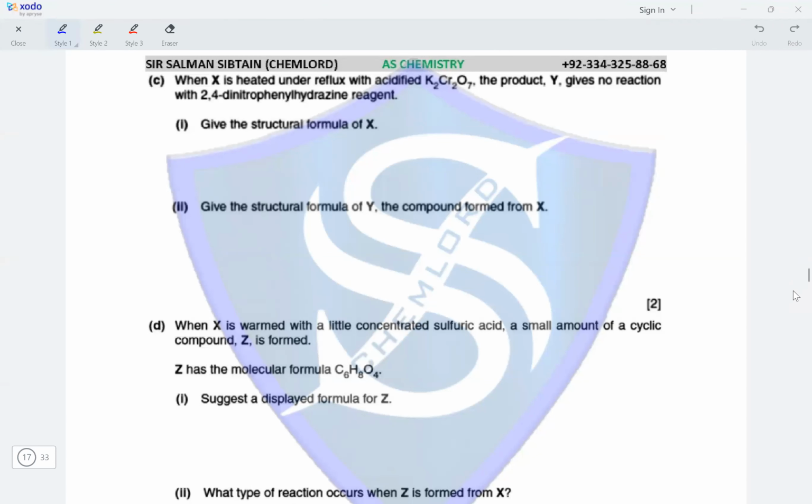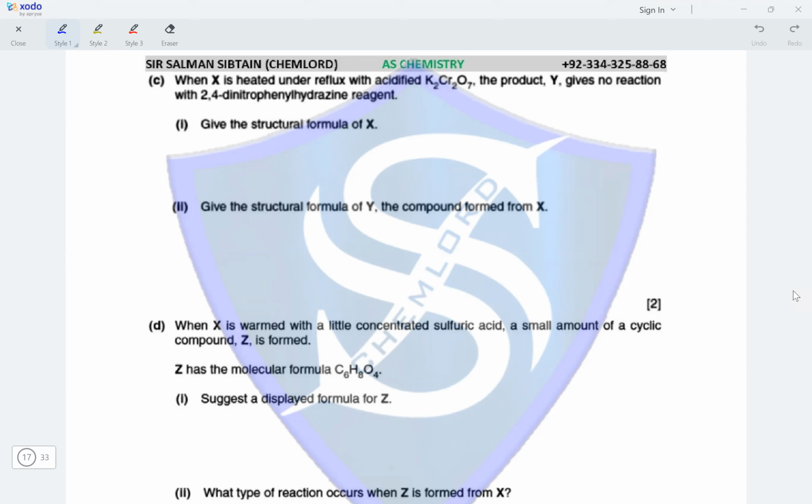When X is heated under reflux with acidified K2Cr2O7, the product Y gives no reaction with 2,4-dinitrophenylhydrazine. That means X undergoes oxidation but does not form a carbonyl compound. That means X also contains a primary alcohol group other than the carboxylic acid group. So give the structural formula of X.